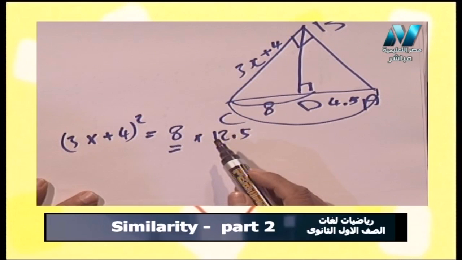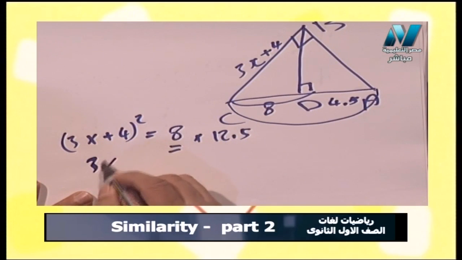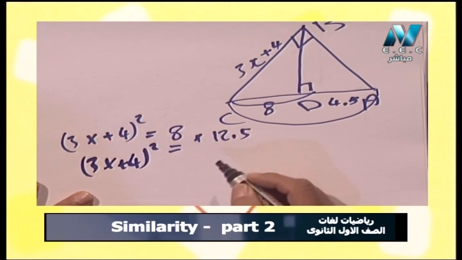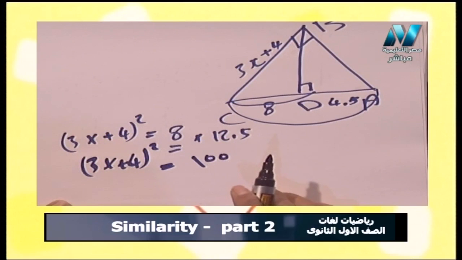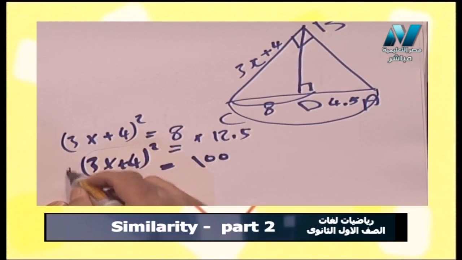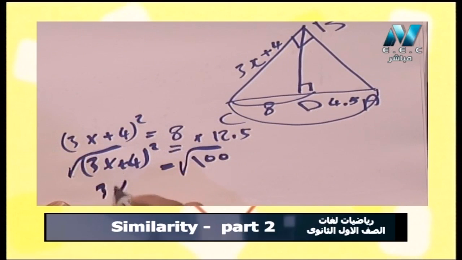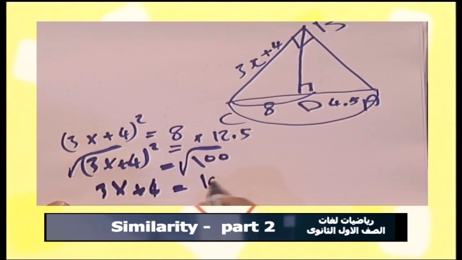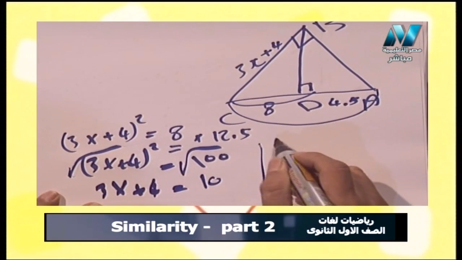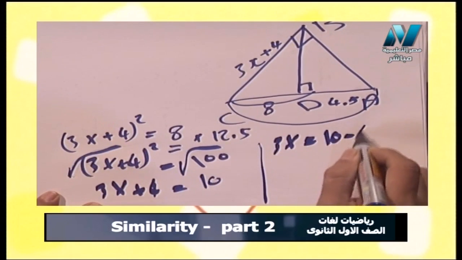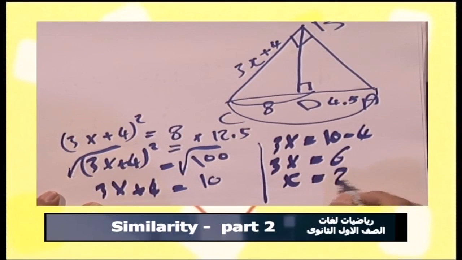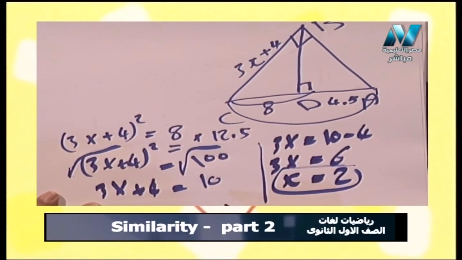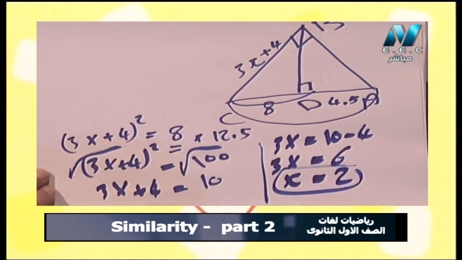So, okay, (3x + 4)^2 = 100. So take the roots of the two sides. 3x + 4 = 10, and solve the equation. 3x = 10 - 4, so 3x = 6, and x = 2. So we have x = 2 and y = 9. Let's move to another question.